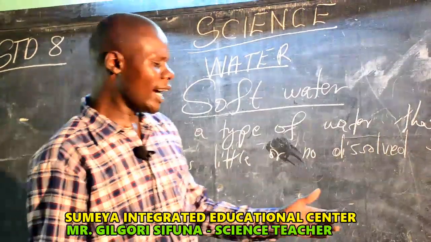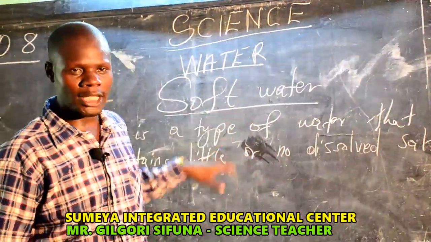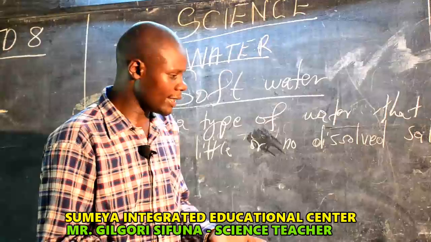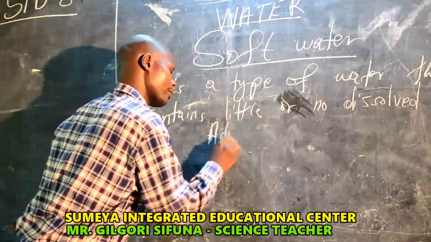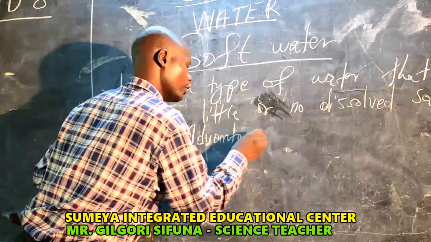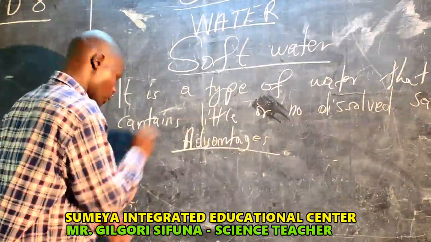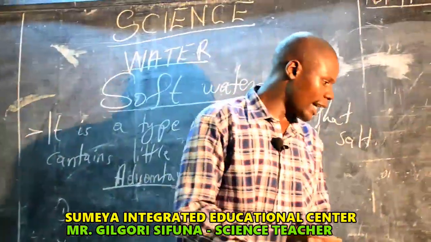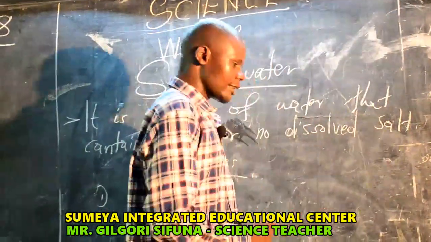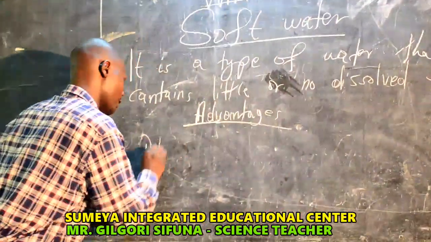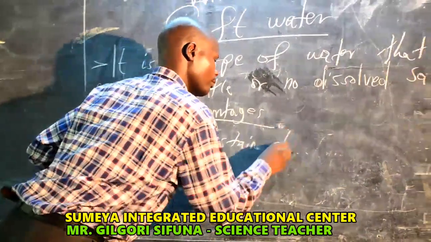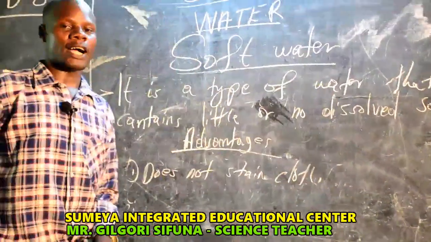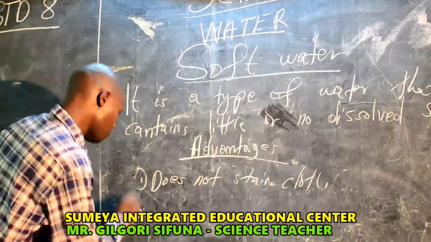Now, what are the advantages and what are the disadvantages of this type of water? We start with the advantages first. What are the advantages of soft water? One, it does not stain clothes in laundry work.